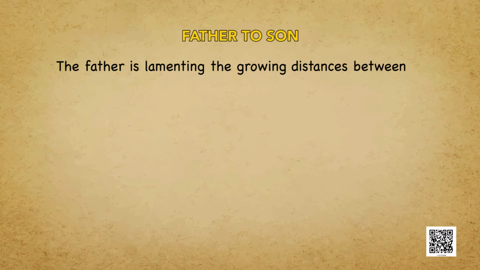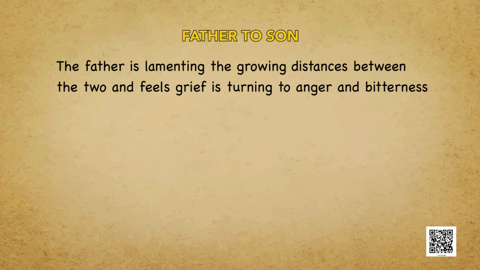The poem, Father to Son, describes the relationship between a father and his son. As the title says, I think from the title we have been able to guess that this poem is about father and son. The father is lamenting the growing distances between the two and feels grief is turning into anger and bitterness in both of them.